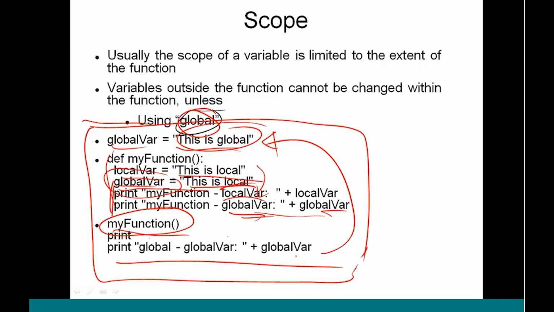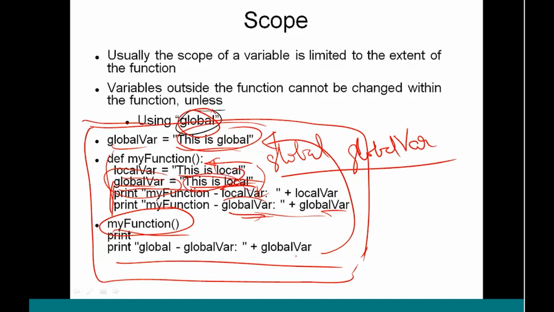So in order for us to change the global var within the function, we need to declare it here as global, and then global var. This statement enables Python to get through this issue and actually change it to this is local, and that is visible outside the function. So now when you print this one, instead of this is global, it will print this is local. So that explains the scope of variables, or variable scope.